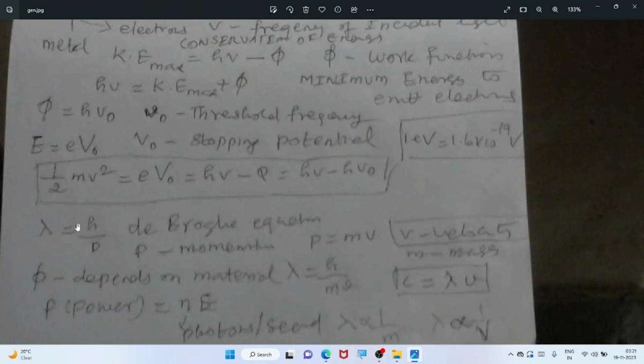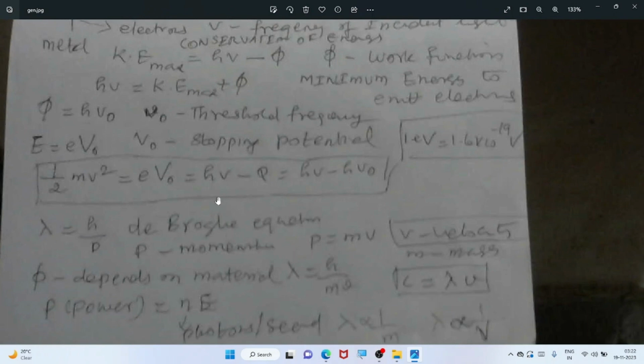This is the de Broglie wavelength, lambda equal to Planck's constant divided by the momentum. Lambda is the wavelength, which is related to the wave nature of the light. Momentum is equal to mass into velocity, which is related to the particle nature of the light. So the de Broglie equation connects both the wave nature and the particle nature. So this is the dual nature of light.